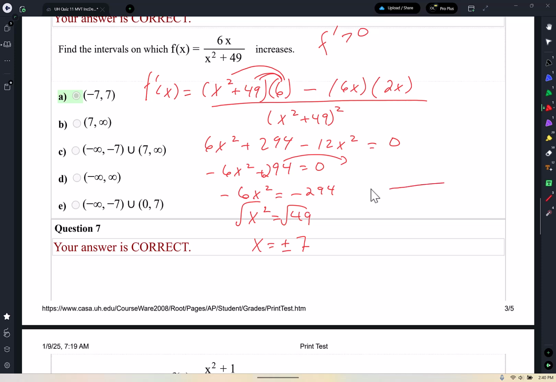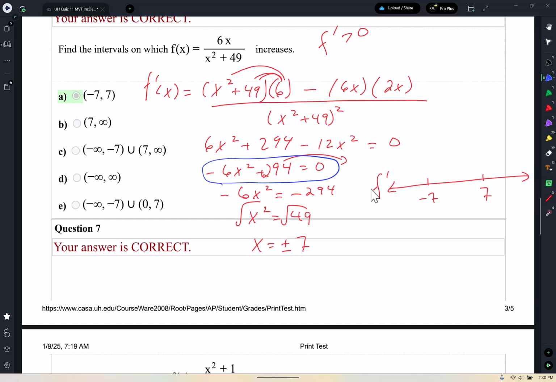I do a sign chart. I'm going to call that f prime. Negative 7 and 7. All you care about, which one am I looking at? I'm looking at this one right here, in blue, guys. That's my derivative. You don't care about the denominator because the denominator is always positive. So looking at the numerator, make life simple for yourself.